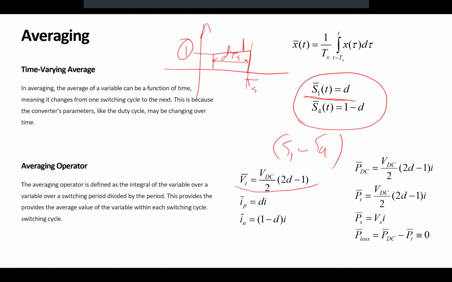Same goes for I. Same goes for the formula that we have for the powers, for the P of terminal, for the P of DC, for the loss, which was 0, because we are still ideal components. So we have all our average values based on the average of the switching. And this is why we define that duty cycle. You might have had a question in the last session: why bother to define duty cycle? This is why, because now it helps us to easily calculate the average of those signals. Are we good?